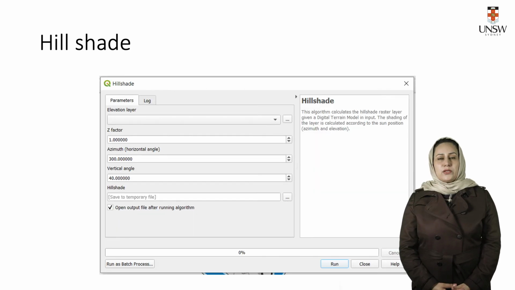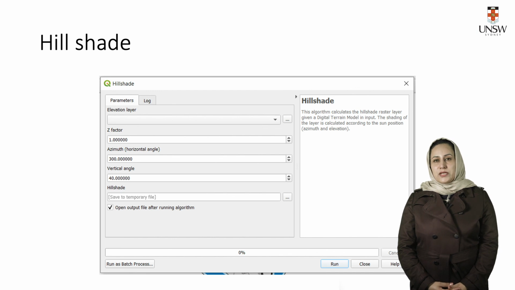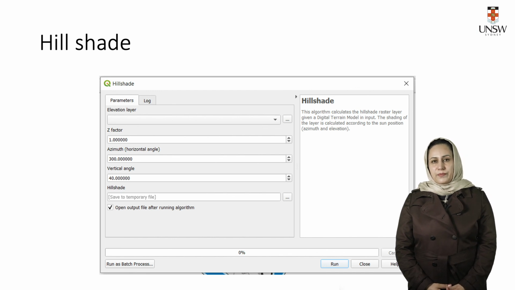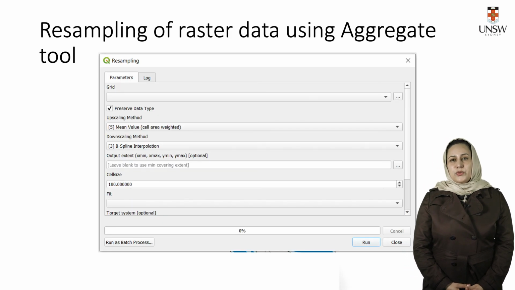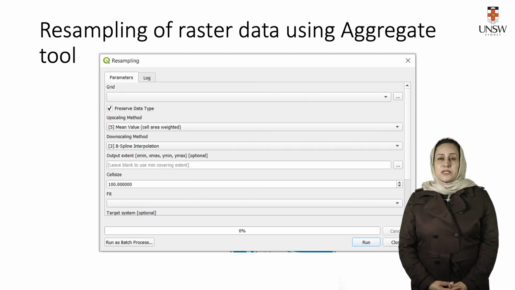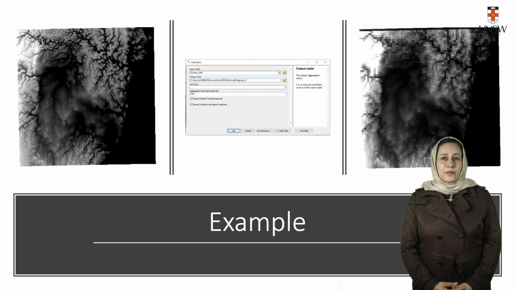Hillshade tool is a good tool for realistic visualization of elevation data, as demonstrated here in this slide. Resampling tool is a good tool for aggregation of spatial data. An example of the result of resampling is demonstrated here when the small sized cells in the left-hand digital elevation model is converted to a bigger cell sized raster in the right-hand digital elevation model.